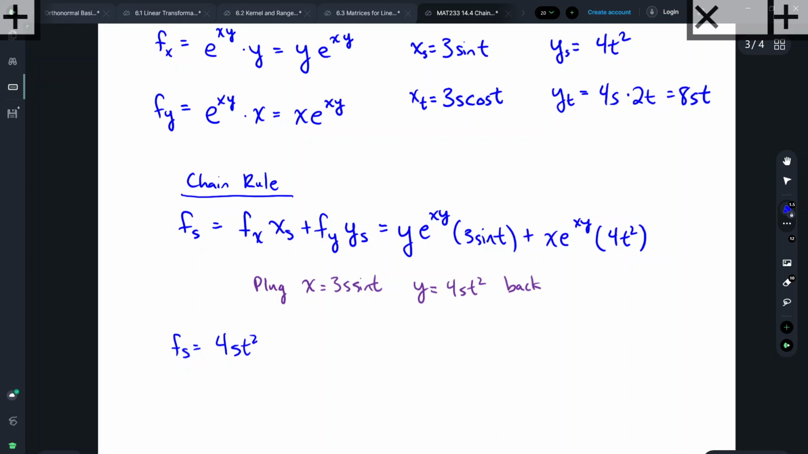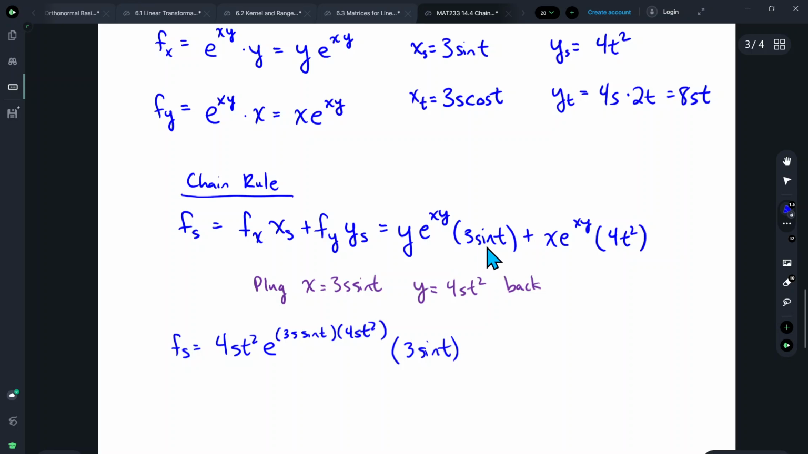4st squared. So that's the y, and then the exponential of xy times y is 3s sine t times 4st squared, and then times 3 sine t. Right, so that's this expression here that doesn't contain any x or y. And then now plus this expression, so x is 3s sine t times the exponential.